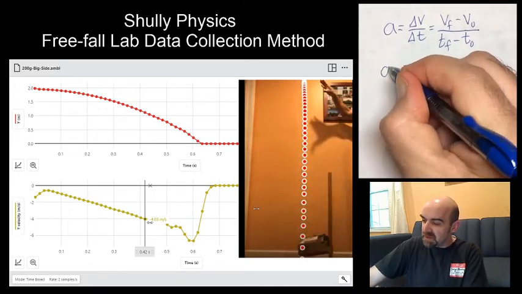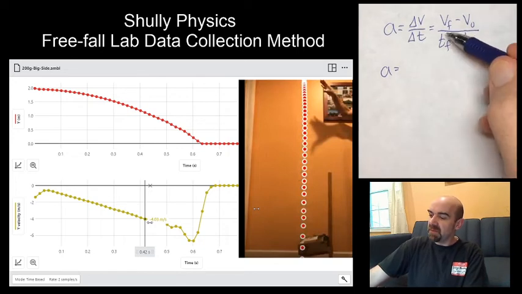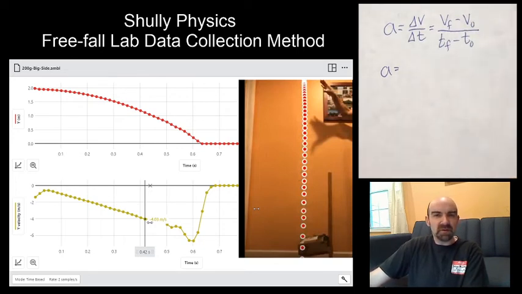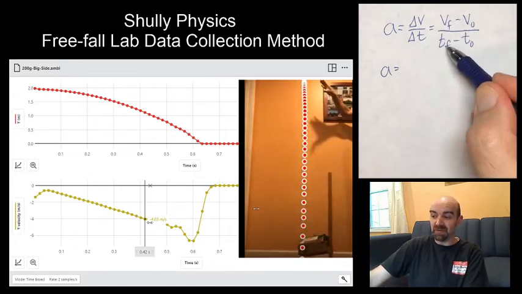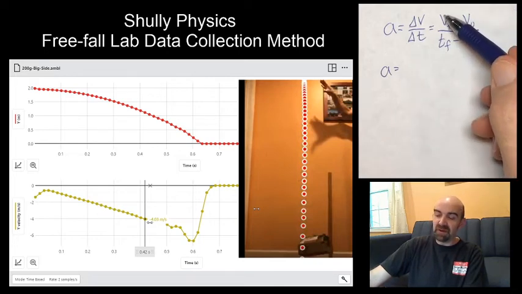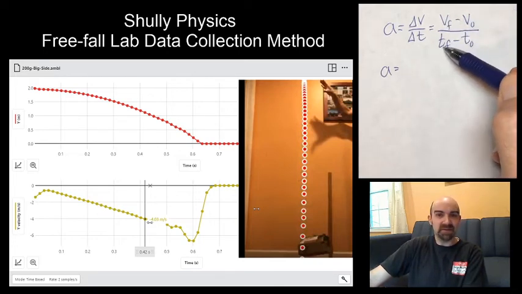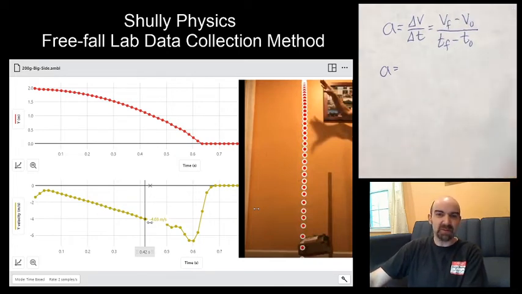So where do I plug this in? Oh, by the way, if you look at the form of this, doesn't it look sort of like a slope? If you calculate the slope of a line and you have 2 points of data on that line, you can take the rise divided by the run, which is y2 minus y1 divided by x2 minus x1. And sure enough, we have velocity on the y-axis and time on the x-axis. So that's exactly what we're doing here.